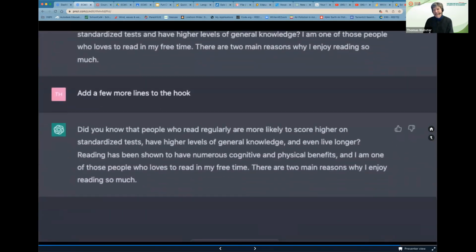Then I told it, look what I told it. Add a few more lines to the hook. It's not long enough. And look what it did. It added another reason and a couple more things. And it did a perfect job, there are no grammar errors here at all. It doesn't have that problem at all.